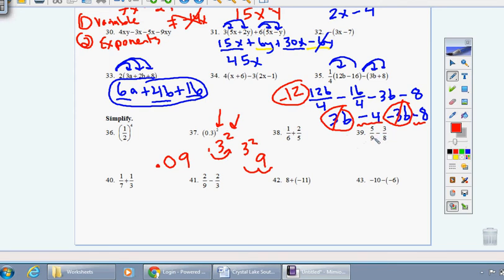Alright, let's do number 39. We have 5 over 9 minus 3 over 8. So our goal here is, remember, if there's ever an addition or subtraction sign, you cannot cross reduce. So you cannot change this 3 to a 1 and that 9 to a 3. You can't simplify that. That's only with multiplication. With addition and subtraction, we really need to remember that we are going to get a common denominator. So what's a common denominator of 9 and 8?